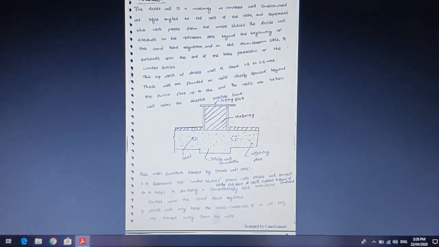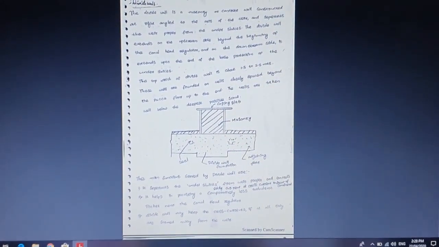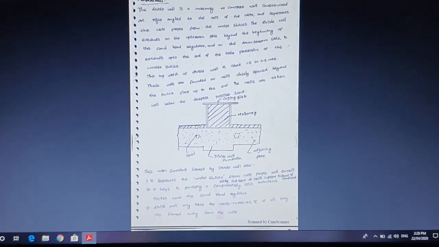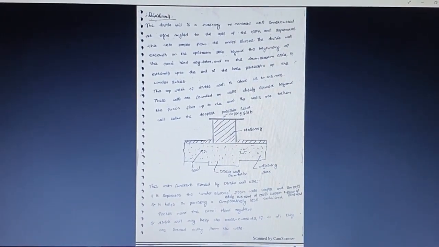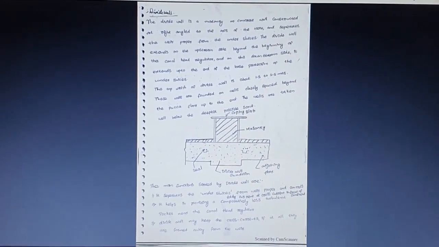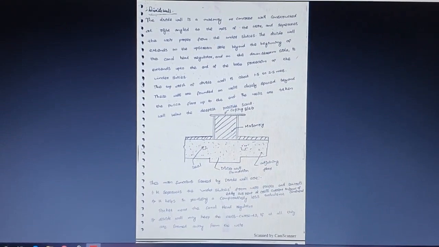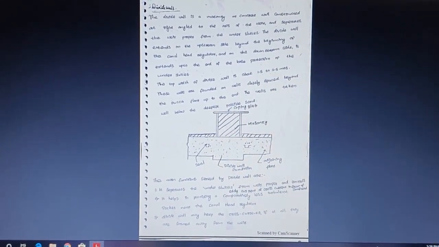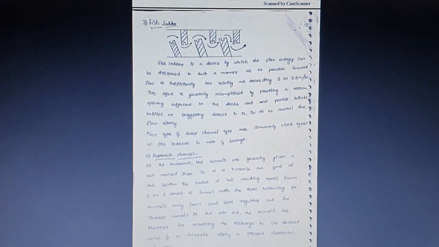The second important component is the divide wall. A divide wall is also a type of masonry structure, constructed to separate the weir from the under sluices. So what are under sluices? Whenever there is an excess amount of water, they allow the water to pass beneath the weir or barrage.